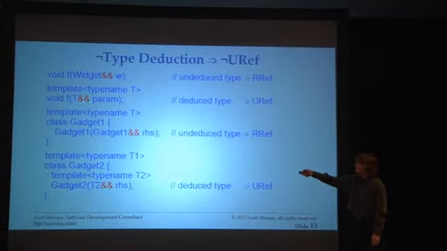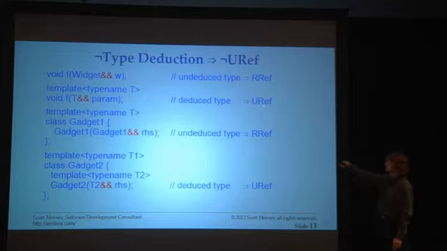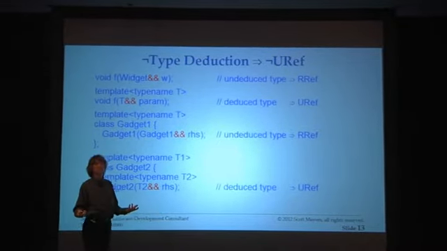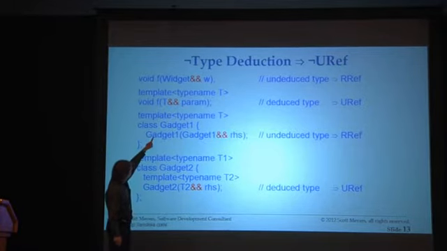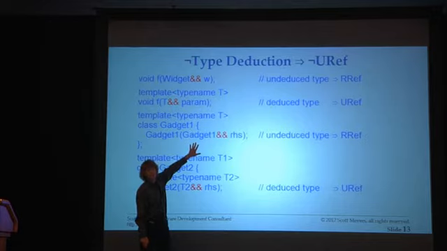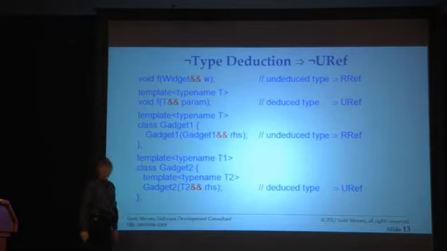Here's a template. It has the right syntactic form, T&&, and because it's a template, we will deduce the type based on the arguments passed in. Because we have type deduction, this is a universal reference. Sometimes people say, well, all right, if you have an R value reference-looking thing in a template, then it's a universal reference, but that's not true. Here's a template for Gadget. Here's the Gadget constructor, Gadget1&&. Notice the type must be Gadget1. There's no type deduction going on here. The fact that it's inside a template is irrelevant. There's no type deduction. This is therefore an R value reference.